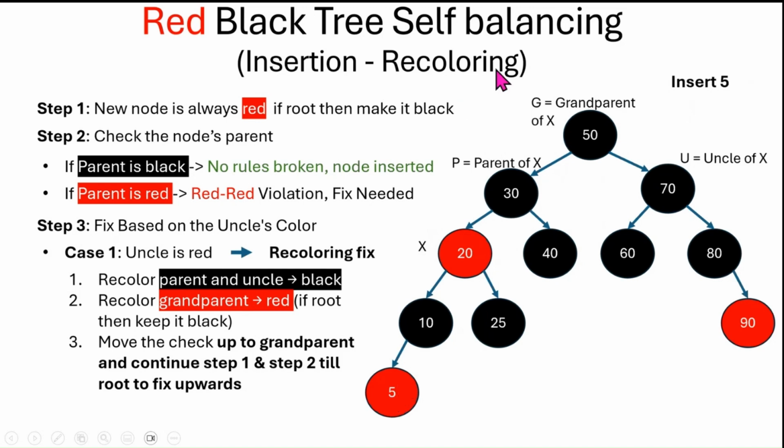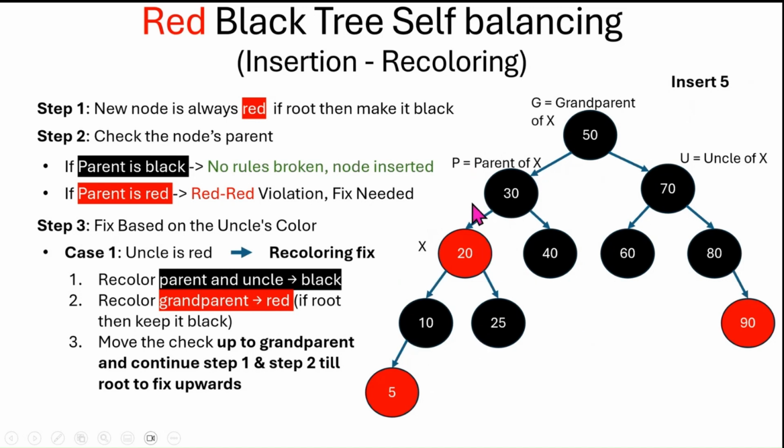We didn't do any rotation. So this is how the red black tree basically has better performance than the AVL tree, because it's just recoloring the nodes, right? It is not changing the structure of the tree, which is done in the AVL tree because it follows the strict balancing, right? So now we understood how the recoloring helps.